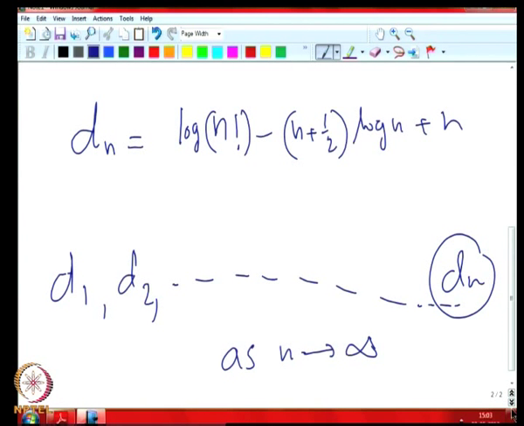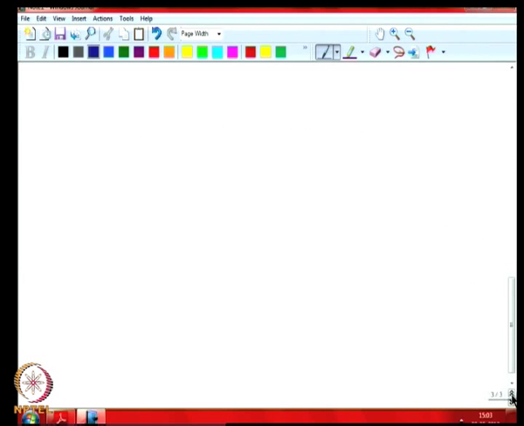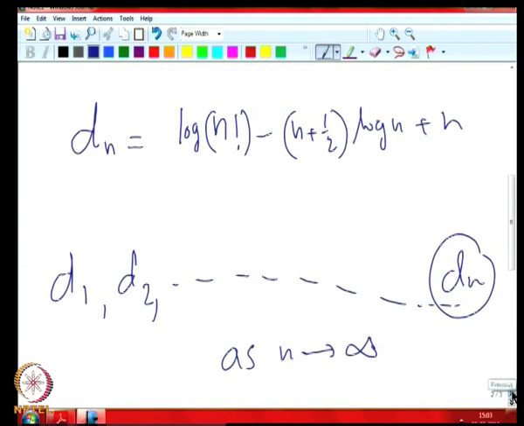The aim is to show that dn tends to some constant c. If dn tends to some constant c, then this quantity will tend to a constant c. Now, we can rearrange, and that will say that log n factorial is equal to c plus n plus half into log n minus n as n tends to infinity. Now, you take e power LHS equal to e power RHS.